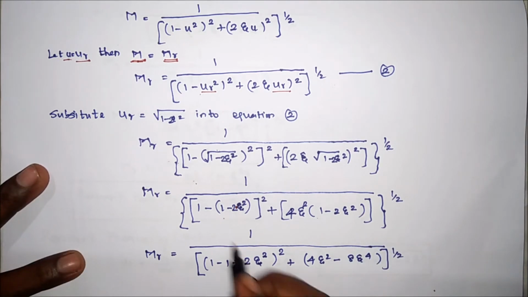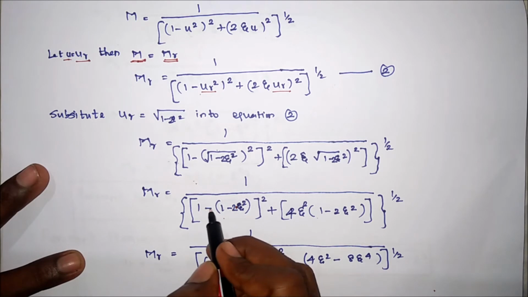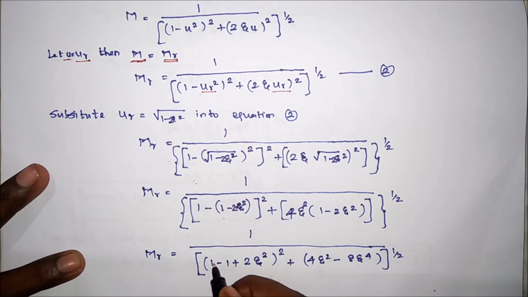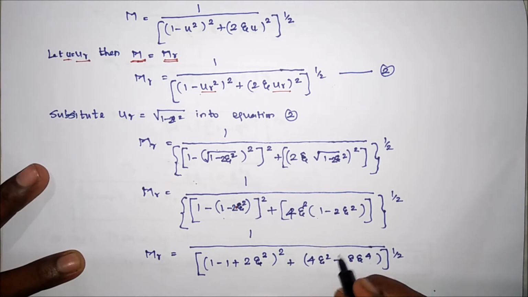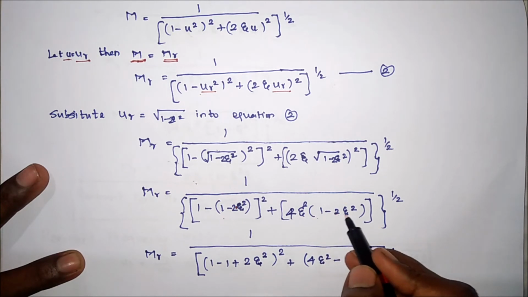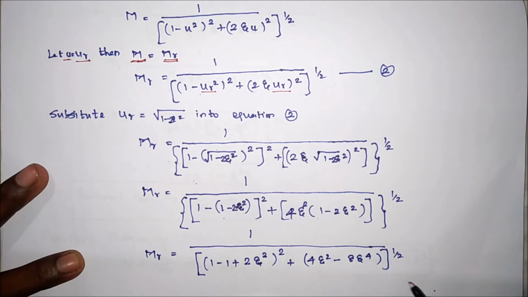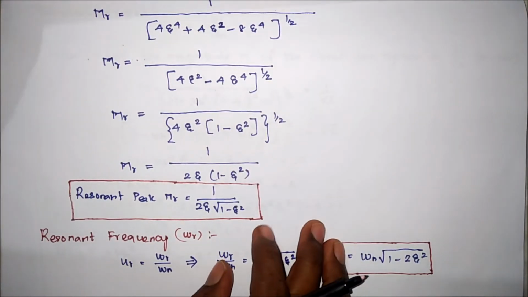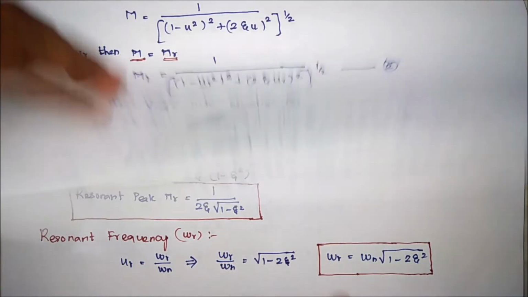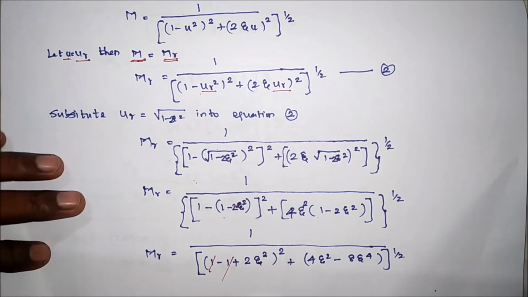So now from this what we can do? We can multiply this minus into inside. So 1 minus 1 plus 2 eta square whole square plus 4 eta square. So we have to multiply inside: 4 eta square minus 4 into 2, 8 eta power 4, the whole power 1 by 2. So now after this step we see this one and this one will get cancelled.